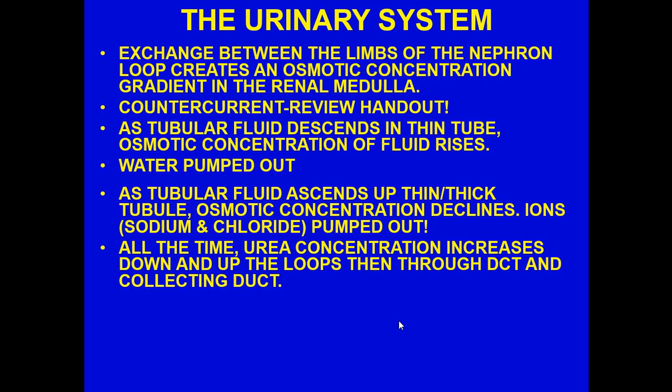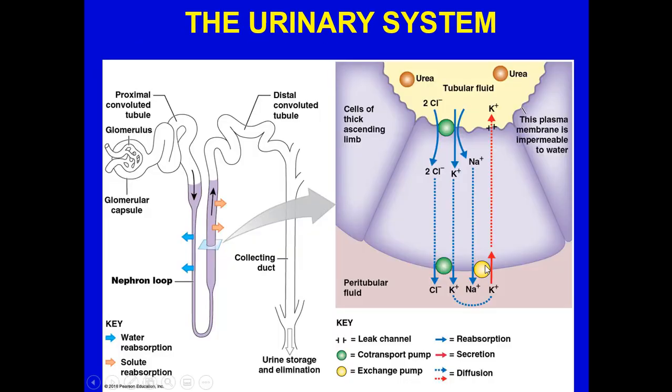As the tubular fluid begins to ascend, going back up along that thin and thick tubule, the osmotic concentration will decline. Ions of sodium and chloride are going to get pumped out. So as the fluid begins moving up the ascending tube, both the thin and the thick, particularly the thick, you're starting to pull out the solutes now. First, you were pulling out the water on the descending end. On the ascending end, you're pulling out the solutes, sodium and chloride. Okay? All the time, the urea concentration is increasing down and up the loops and then through the DCT and the collecting duct. Okay?